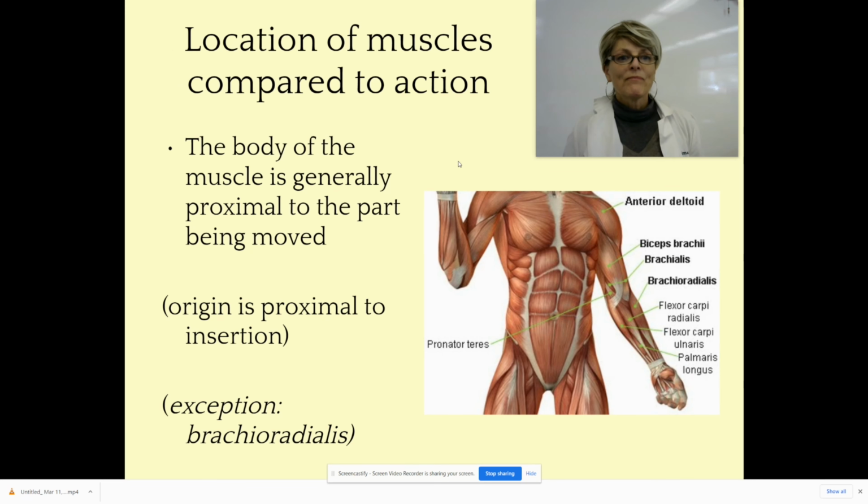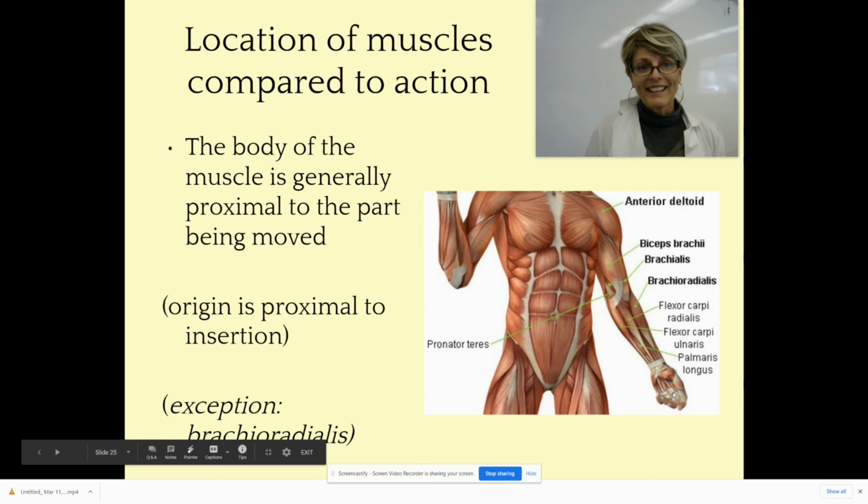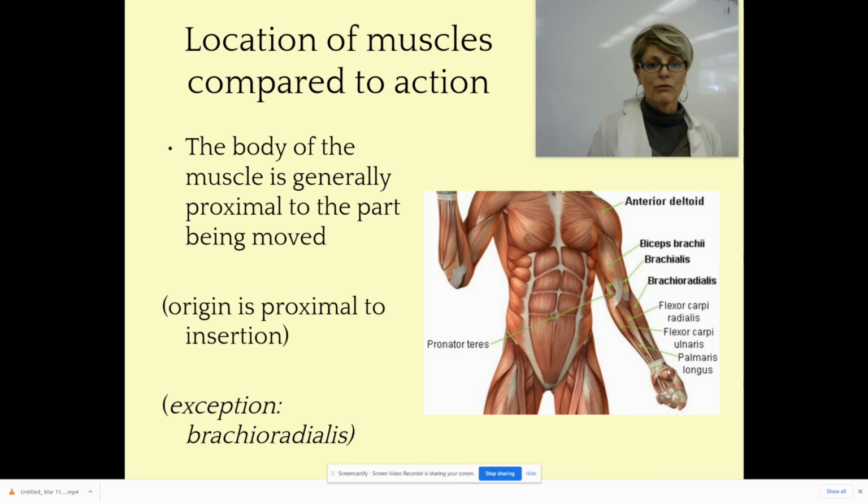Most of the time, the bulk or the body of the muscle is located proximal to the part that it's moving. So these muscles found in your upper arm are primarily moving your lower arm. The muscles that you find the flesh of them primarily in your lower arm are mostly moving your hand and changing things at your wrist, flexing or extending at your wrist. The exception to that rule is this muscle right here, the brachioradialis.